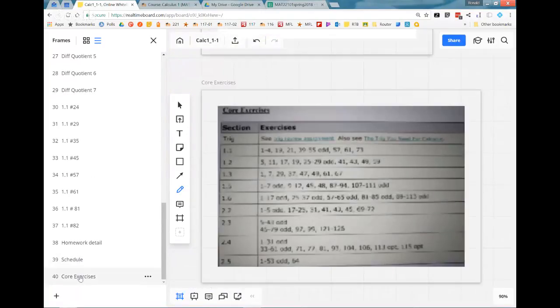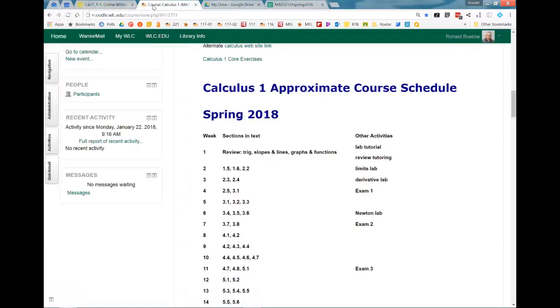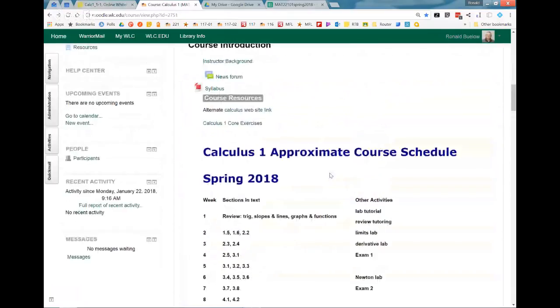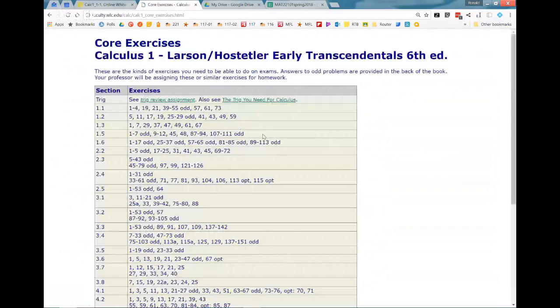Let me go back to the course website. Right underneath course resources, you see where it says calculus core exercises. That's the master for our assignments. When you click on that, you get the assignments for the semester. If you look at lesson 1-1, you'll see we're supposed to do 1 through 4, 19, etc. So for next time, I'd like you to do the 1-1 assignment. Always look at the core exercises.